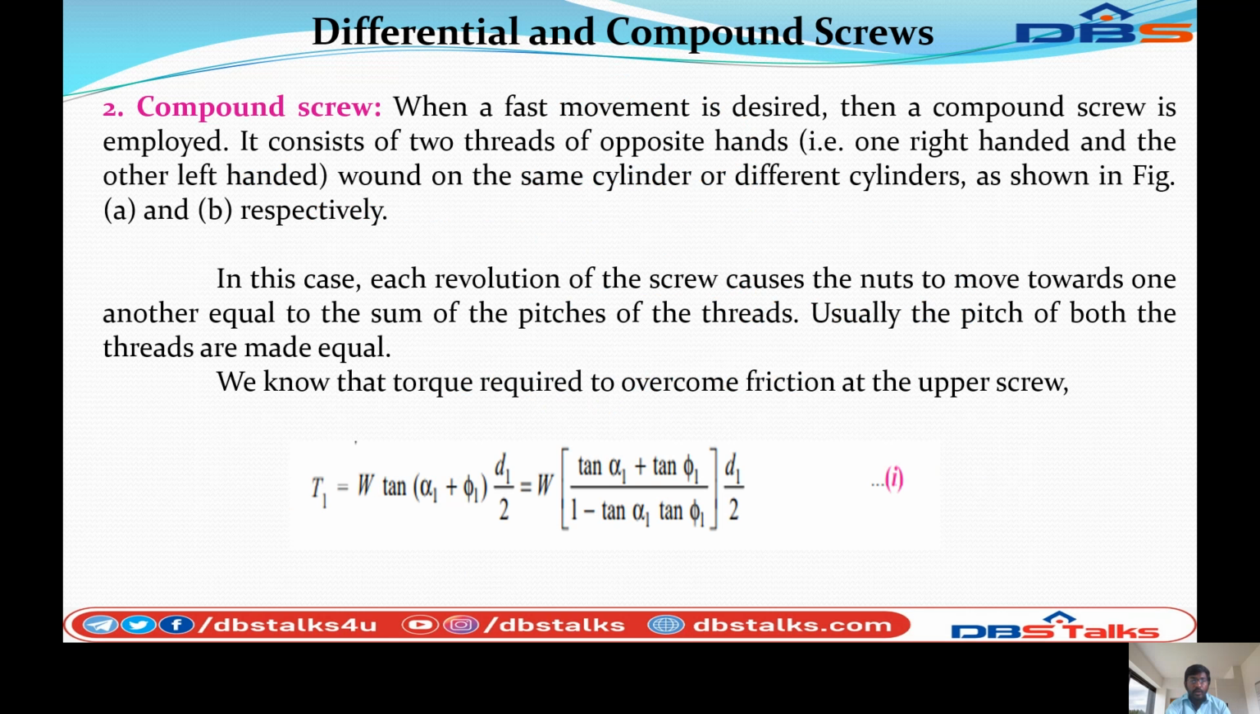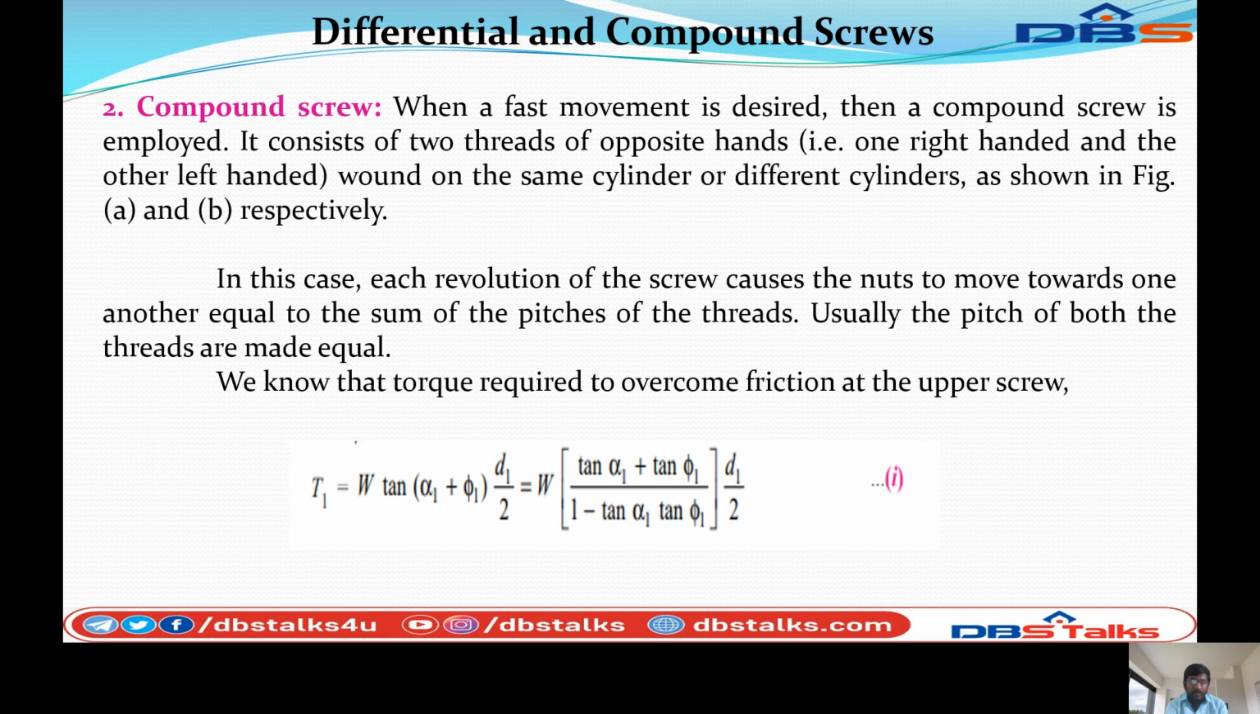Next, compound screw. When a fast movement is desired, the compound screw is employed. It consists of two threads of opposite hands, that is, one right hand and one left hand, wound on the same cylinder or different cylinders, as shown in figure A and figure B respectively. In this case, each revolution of the screw causes the nuts to move towards one another by a distance equal to the sum of the pitches of the threads. So usually the pitch of both threads is made equal.